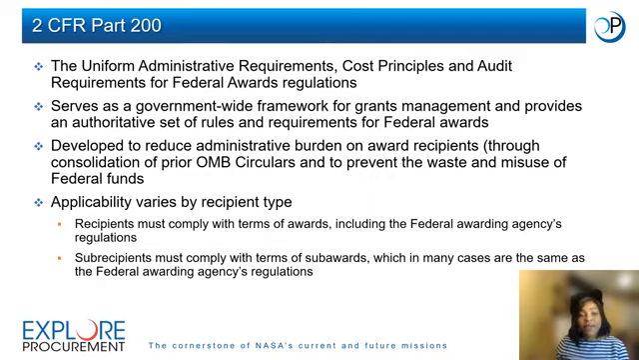The applicability of the administrative requirements, cost principles, and audit requirements varies by recipient type. Recipients are required to comply with the terms and conditions of their awards, which include the federal awarding agency's regulations adopting or implementing 2 CFR 200. Subrecipients are required to comply with the terms and conditions of their subawards, which in most cases are the same as the federal awarding agency's regulations.